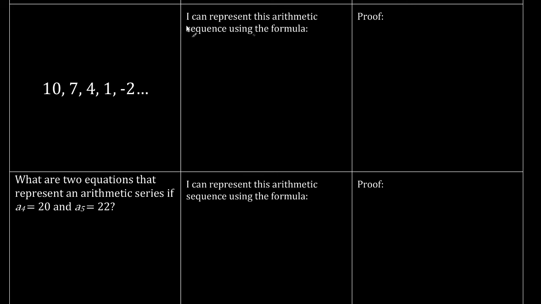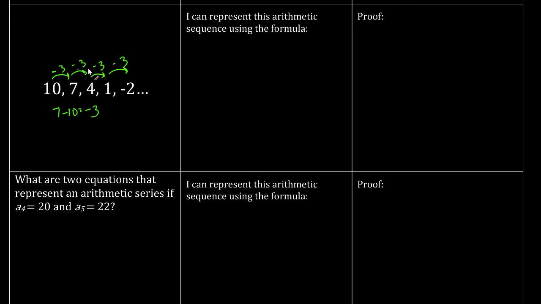All right, let's troubleshoot a couple of these. This one, we can see that we subtract 3, subtract 3, subtract 3, subtract 3. But what if we didn't know that? How could we get that common difference? Well, you wouldn't do 10 minus 7. Remember, you always do it in reverse. So 7 minus 10 is negative 3.